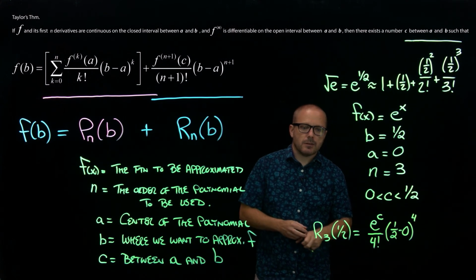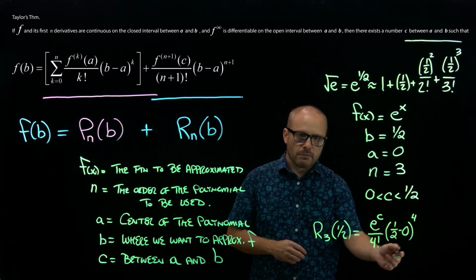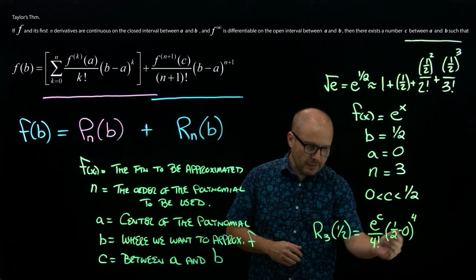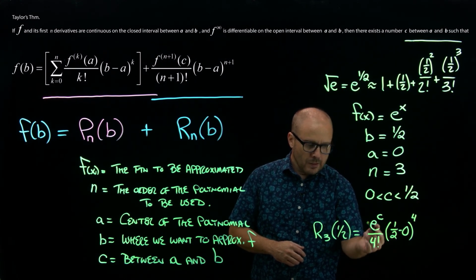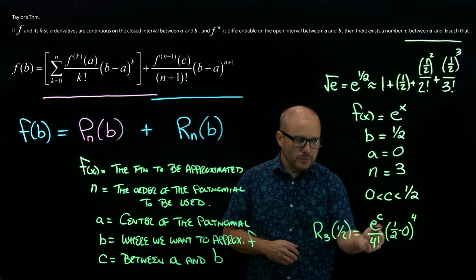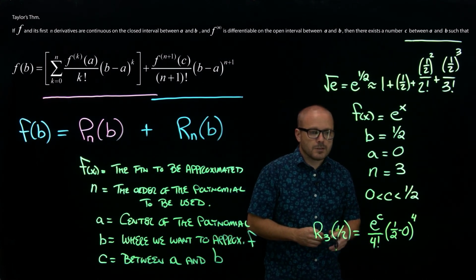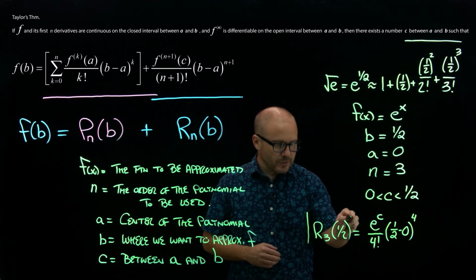Now, typically, what we would do is then try and find an upper bound on this quantity right here. And we know everything, right? We'll always know everything except for this part. We know n, we know a, we know b. It's the f^(n+1) at c that we don't know, because we don't know c. So typically what we'd be looking to do is put an upper bound on the magnitude of this.